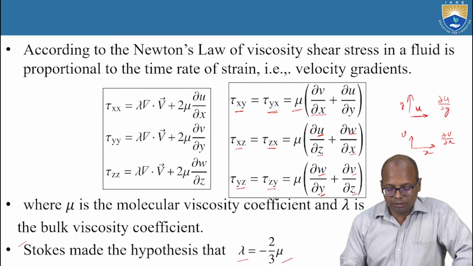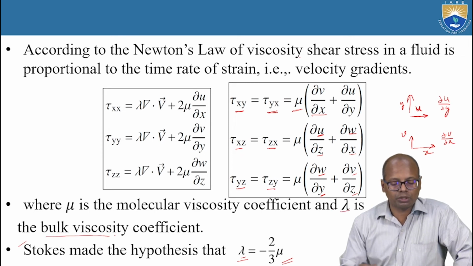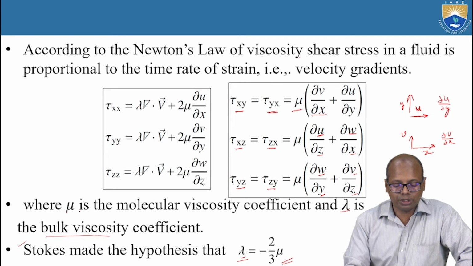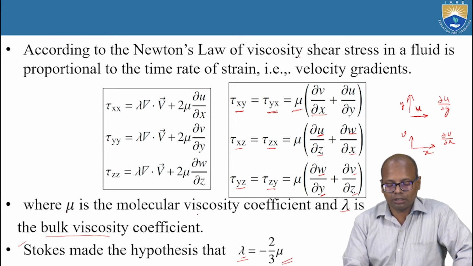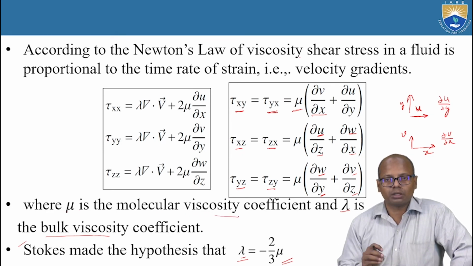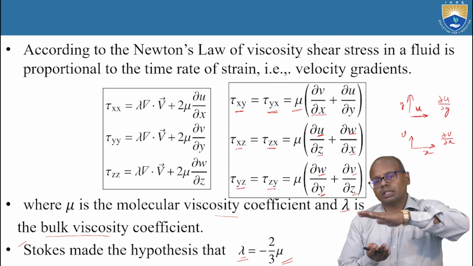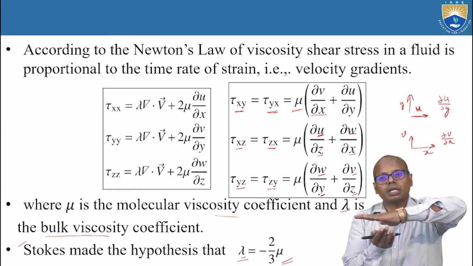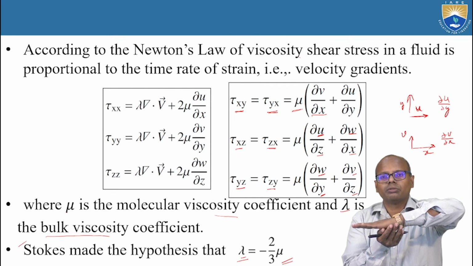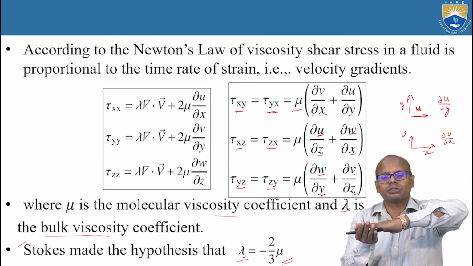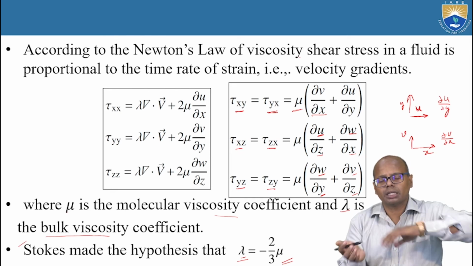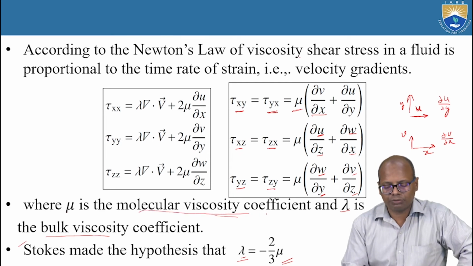Now what is this lambda and what is this mu? Lambda is nothing but the bulk viscosity and mu is the molecular viscosity. What is the meaning of molecular viscosity? The molecular viscosity means layer by layer. If there is a friction or a resistance for one layer over the other layer, then it is called the molecular viscosity.